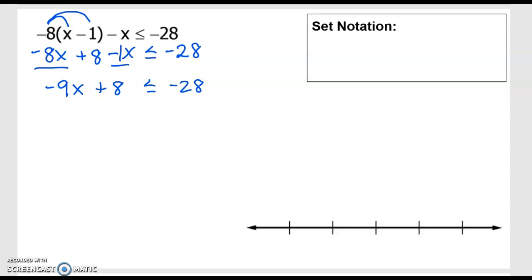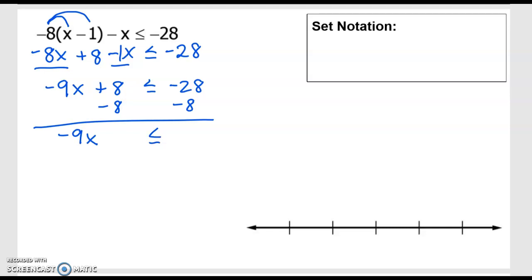Okay, at this point, everything's been simplified. There's nothing else I can do on the left side. I have an x and I have a constant. They can't be combined. On the right side, nothing we can do over here, so we're ready just to solve for the variable. So we're going to move our constant first. It's a positive 8, so to move it, we do the opposite to both sides. So we have negative 9x, those cancel out, is less than or equal to negative 28 and negative 8.